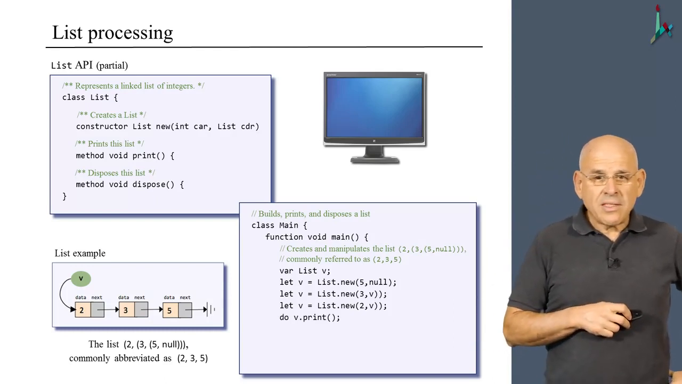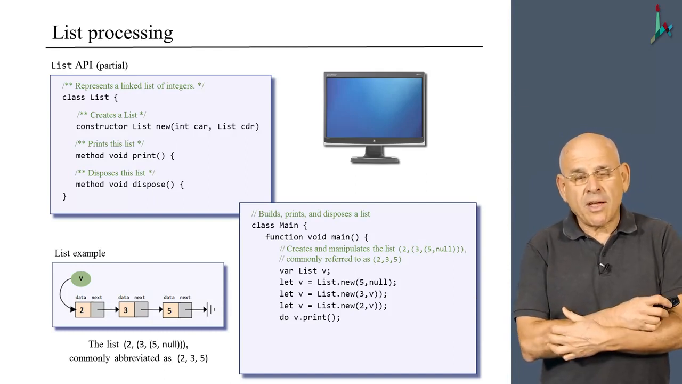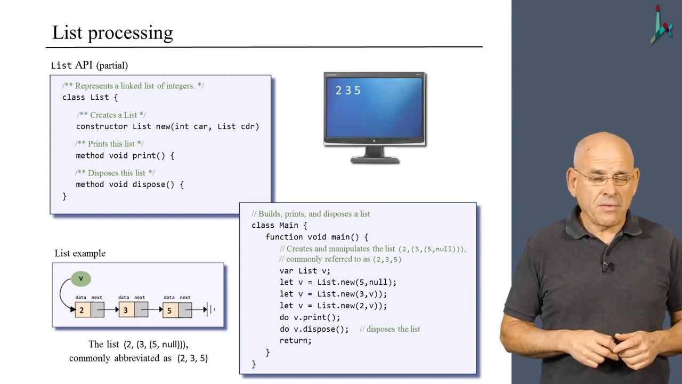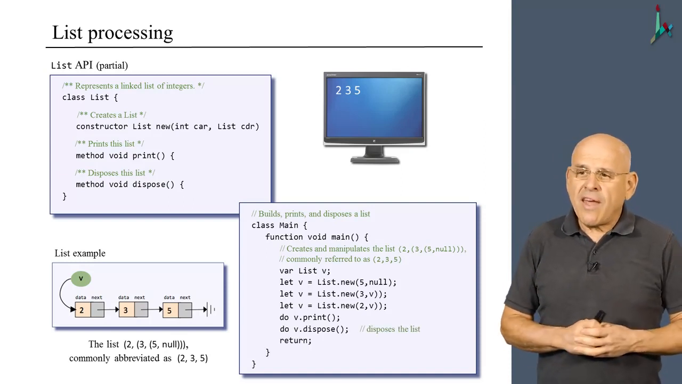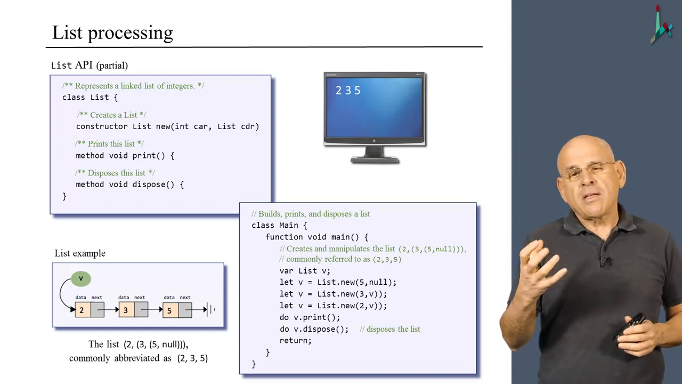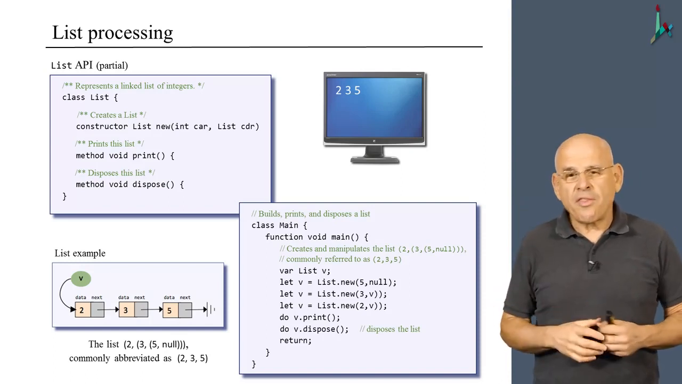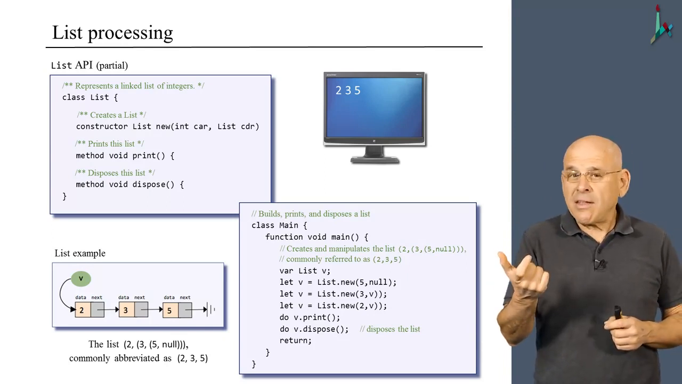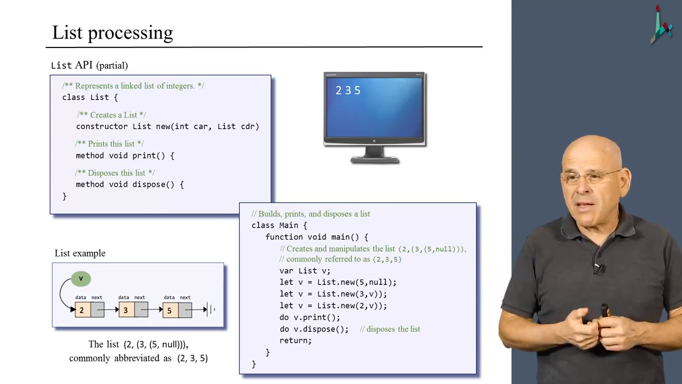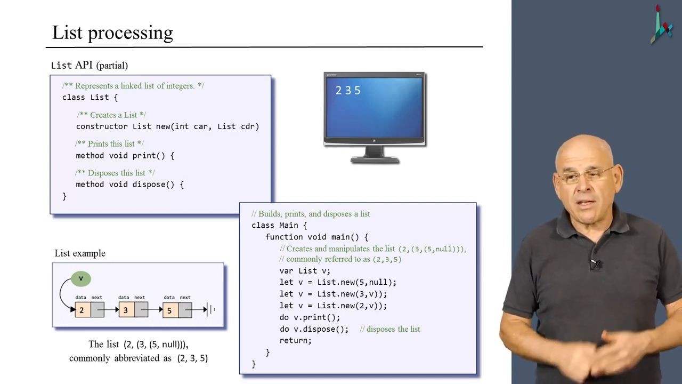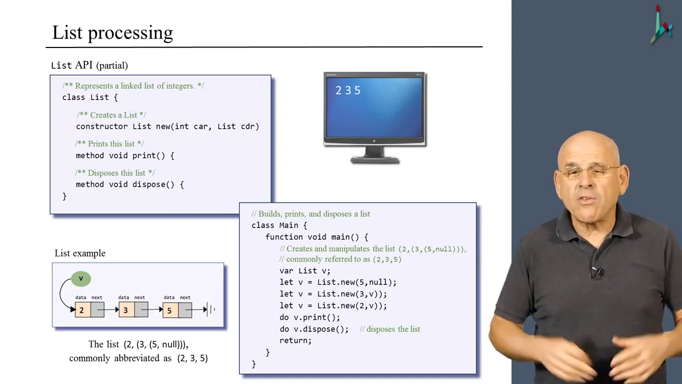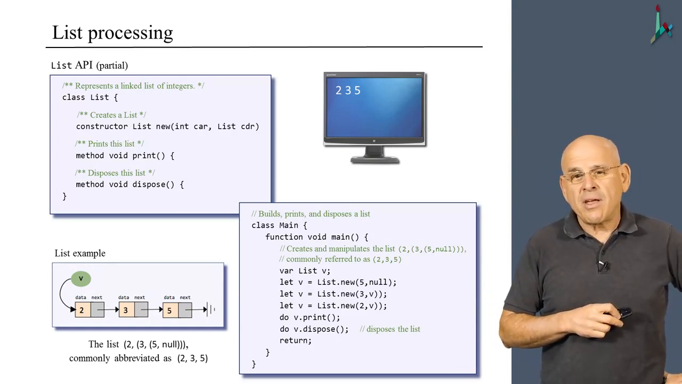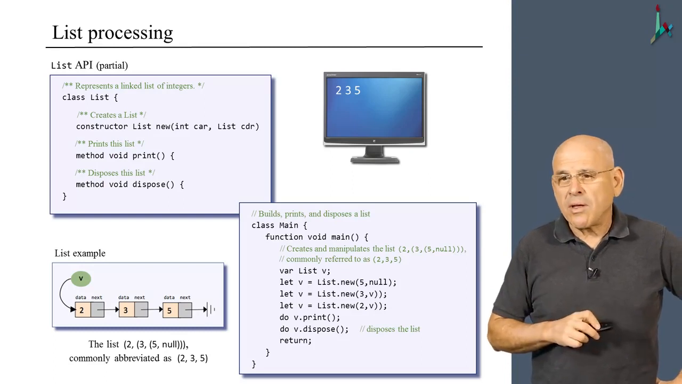Then we print the list, and when we do it, we'll see the output 235 on the screen. And finally, we dispose the list and return. So this is the client code that demonstrates the three quintessential things that we want to do with a list: creating it, processing it, in this case printing every item in the list, and finally, disposing it. There are many other things that you may want to do, but believe me, all of them are derivatives of these three operations, as we now go to explain.